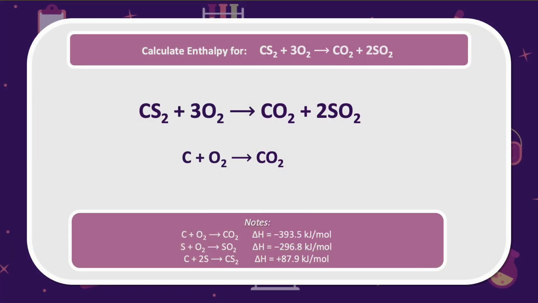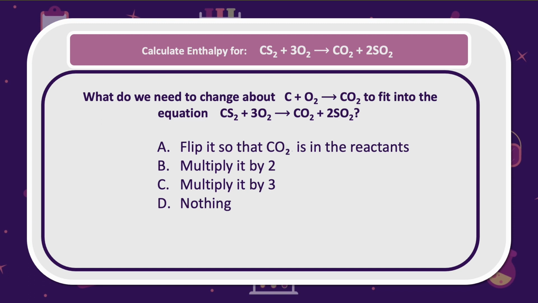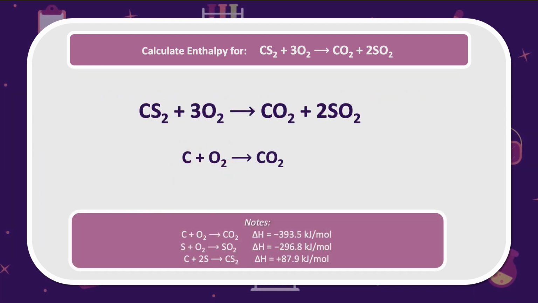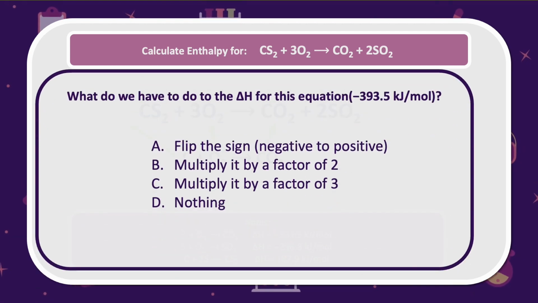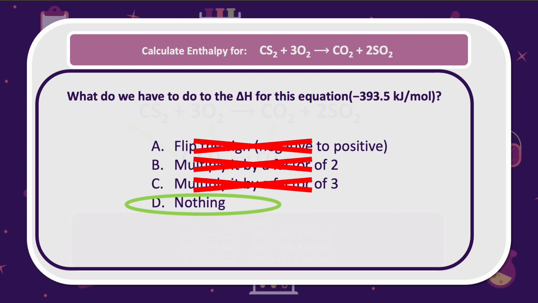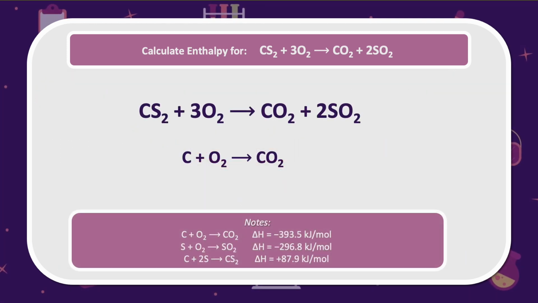Step 1. What to do to the data equations. Leave the first equation untouched. CO2 is the product in the main equation. The first equation: 1 mole of carbon solid is added to 1 mole of oxygen. The product of this reaction is 1 mole of carbon dioxide gas. The heat of reaction, also known as enthalpy, is equal to negative 393.5 kilojoules per mole.